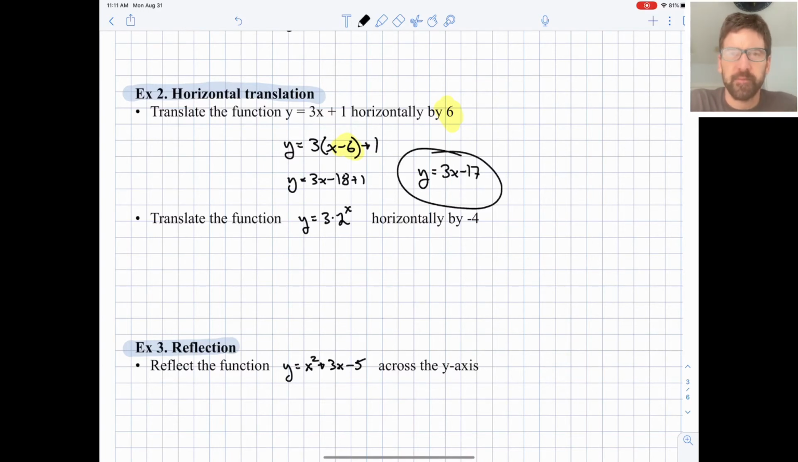I encourage you to check some of these on Desmos, graph the original, and then graph our transformed one, and confirm for yourself that the line was shifted to the right by 6.